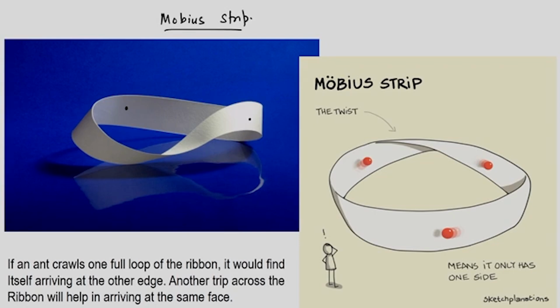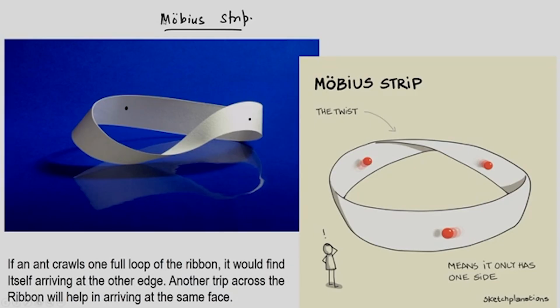So it is sort of a cartoon in which there is a twist, and if you look at the red dot or the red ball, then the red ball, after one complete revolution, or rather one complete trip on the strip, lands up on the other side. Okay, and this is called a Mobius strip. As I said, there should be an umlaut.